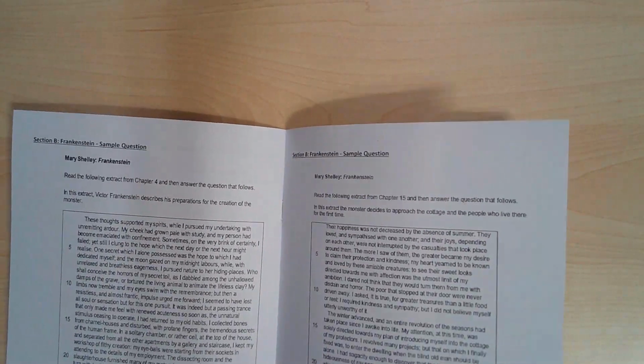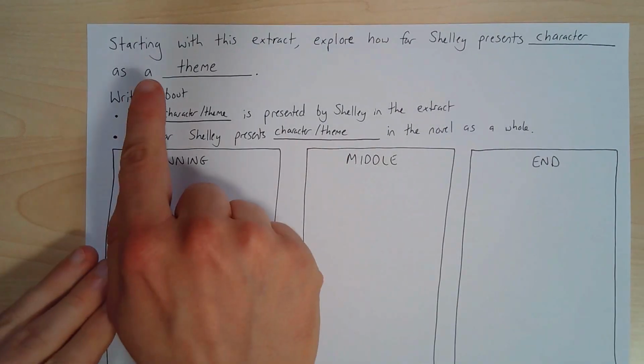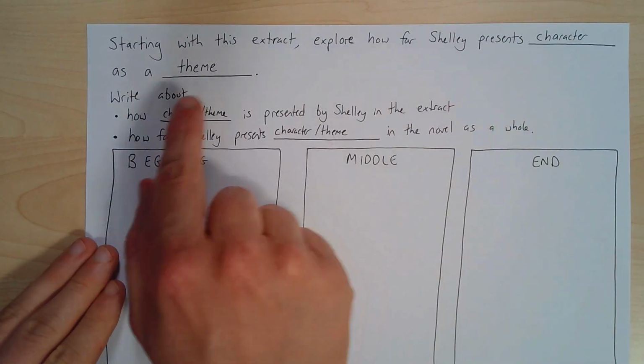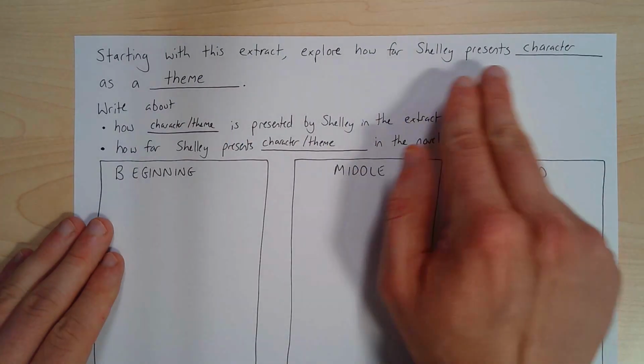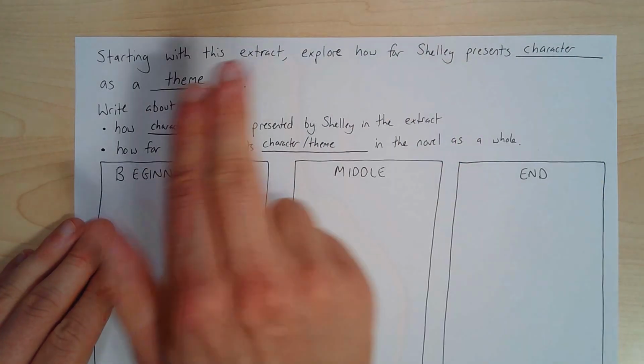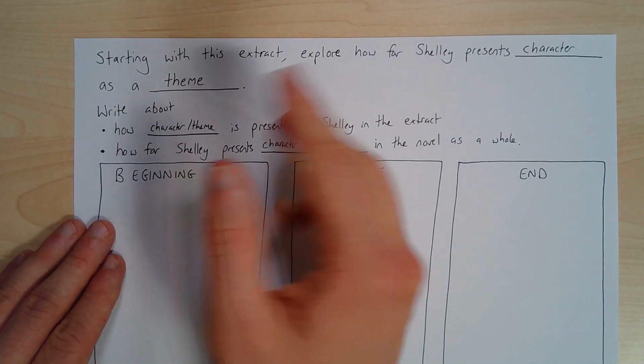There are some more that we can add to this as well, but we do use some of them in class. So what you're starting to see is a lot of the questions you can bring back to Victor, and you can bring back to the creature as well. And if I was to take this as a bit of a summary, your question will always look something like this. Starting with this extract, explore how far Shelley presents a character as a theme, or as representing a theme. So how far does Shelley present Victor Frankenstein as an arrogant scientist? How far does Shelley present the creature as a victim?